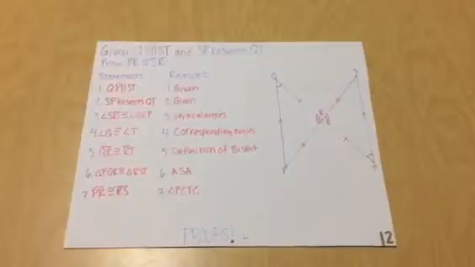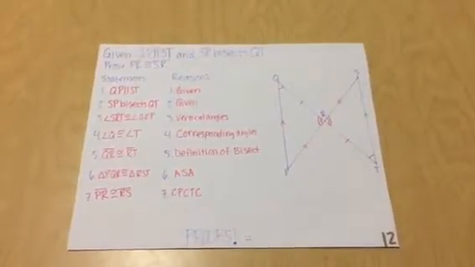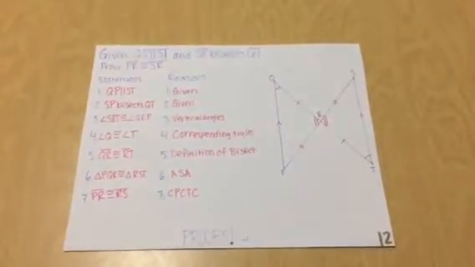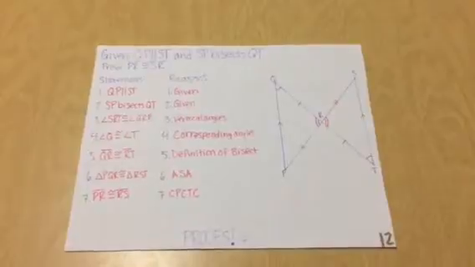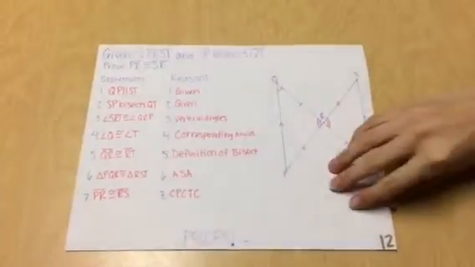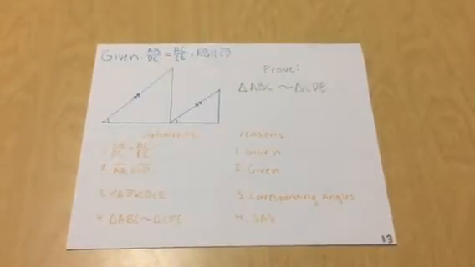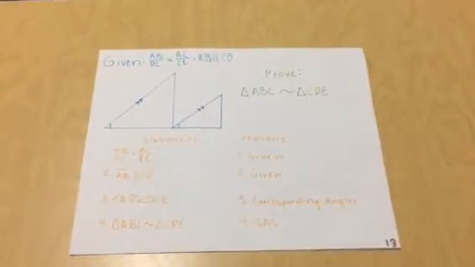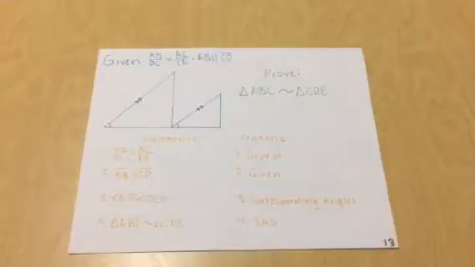And since those 2 triangles are congruent, through congruent parts of congruent triangles are congruent, that means that the line PR and the line RS are congruent. In this problem, we're trying to prove that the triangle ABC is similar to the triangle CDE.